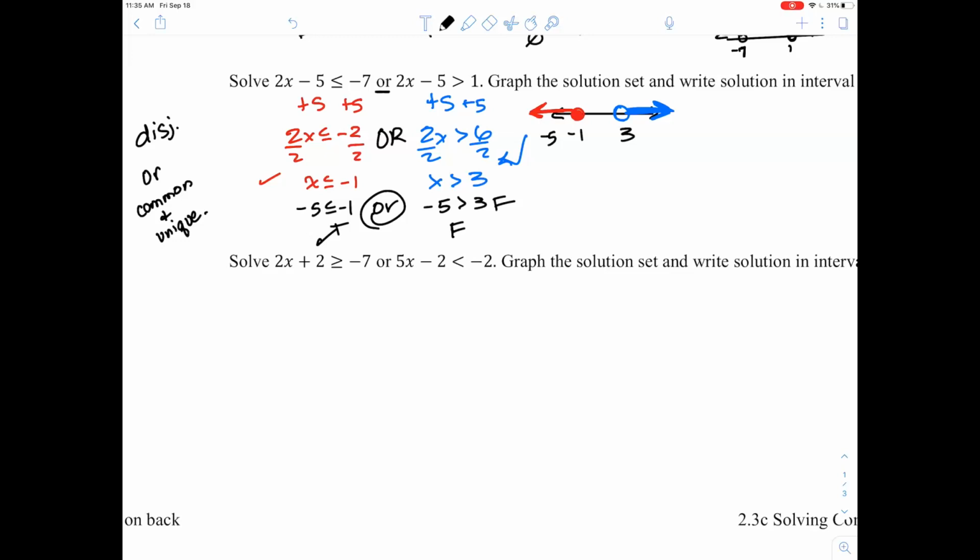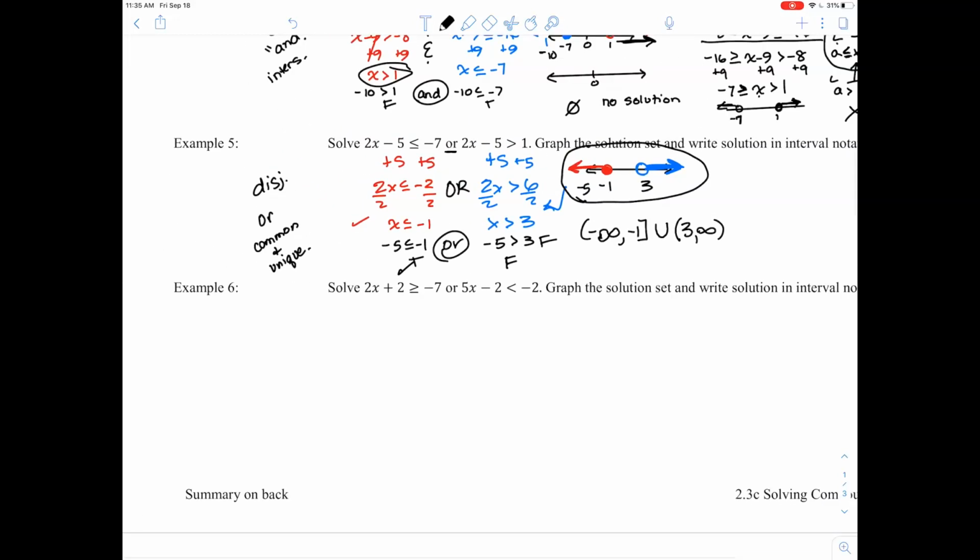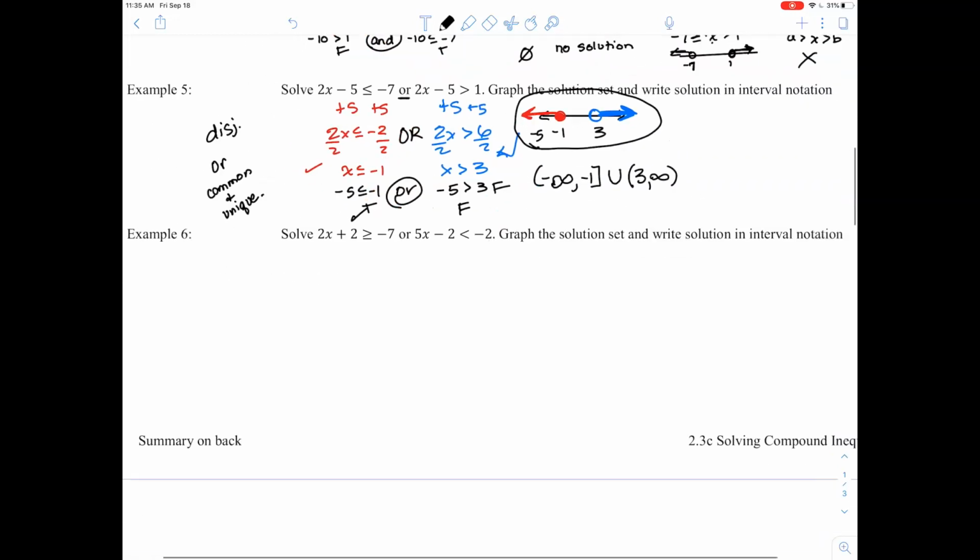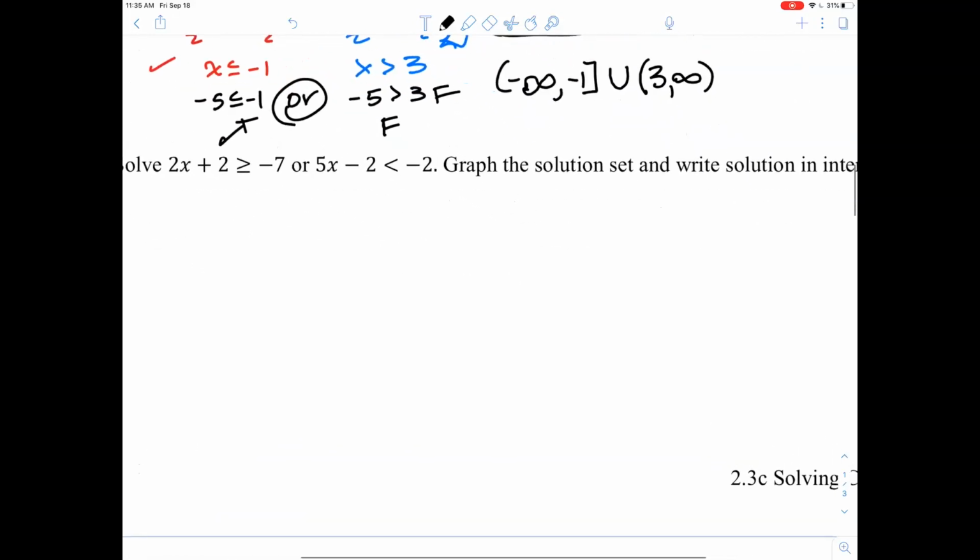So what would that look like on a graph? It would actually just look like that. So I don't have to regraph that to graph the solution. In interval notation, all of the solutions between -infinity and -1 closed. And because there's a gap between our solutions, we're going to have to use the union symbol and then open from 3 to infinity. And that would be your solution for example 5. Okay? And here we go, example 6.